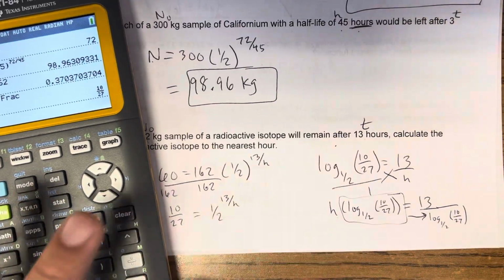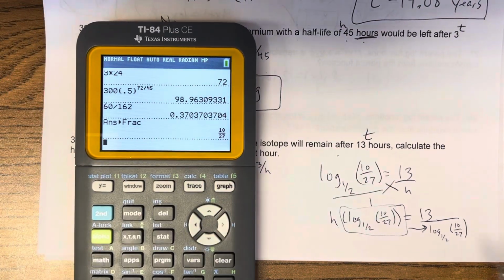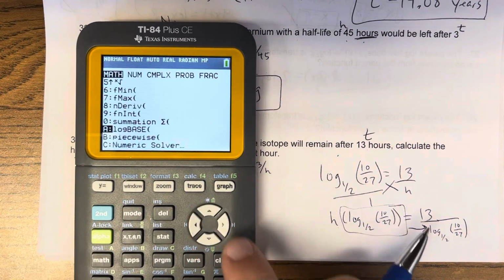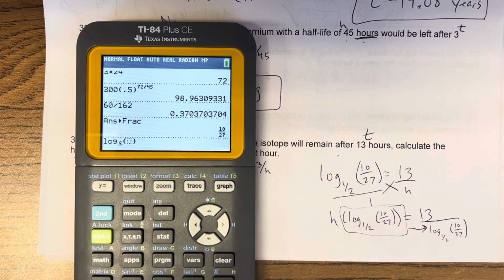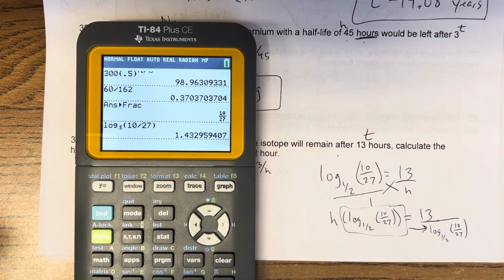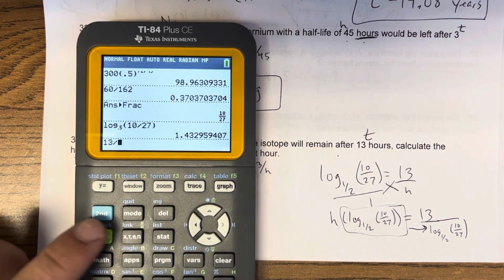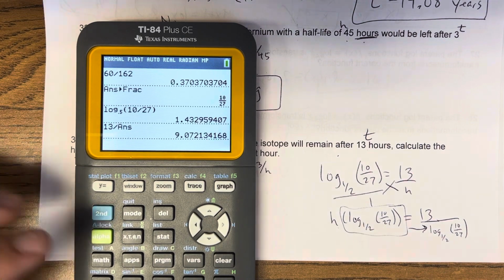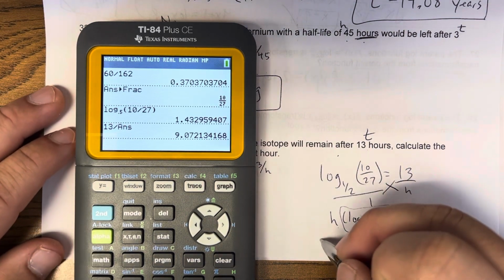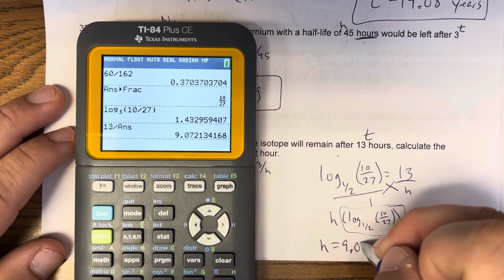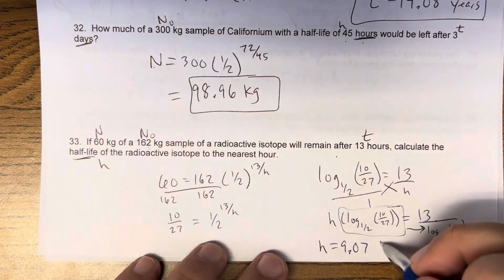All right, so there's all the work of what I'm going to be doing. So I'm going to go ahead and put the log in my calculator first. So log base 1/2 of 10 over 27 equals that. Then we're going to do the 13 divided by second negative my answer. That gets me my half-life. So my h is 9.07, and we're talking about hours.